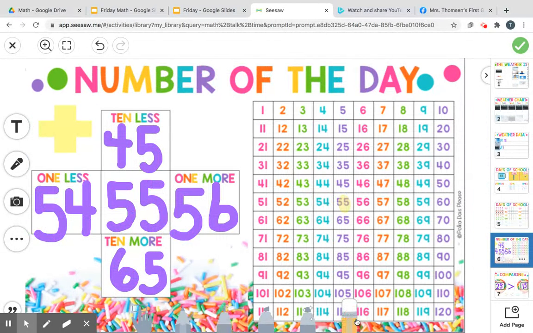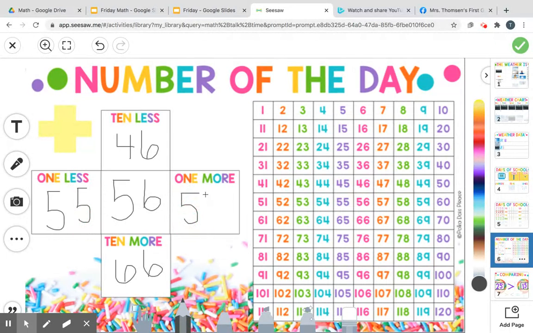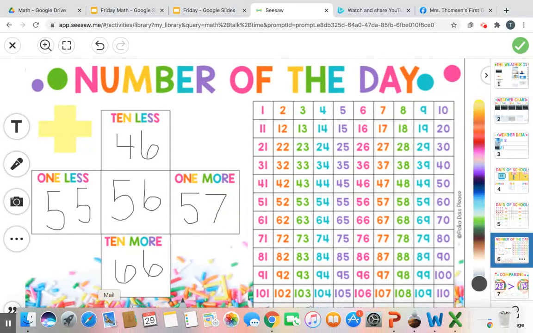So that is also going to be our number of the day. So I'm going to put him in the middle. 56. 10 less than 56 is 46. 10 more is 66. 1 less is 55. And 1 more is 57. Let's count by 5s. Here we go. 5, 10, 15, 20, 25, 30, 35, 40, 45, 50, 55, 60, 65, 70, 75, 80, 85, 90, 95, 100.